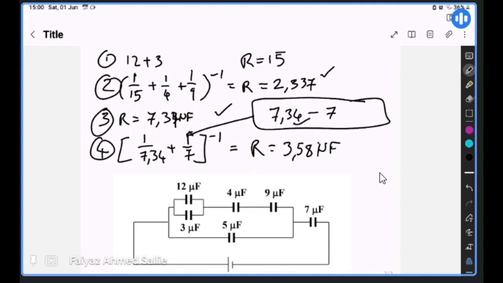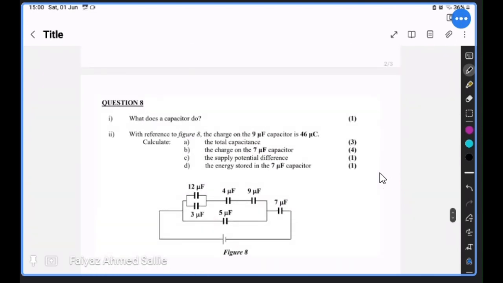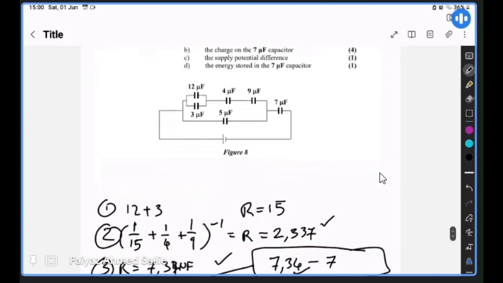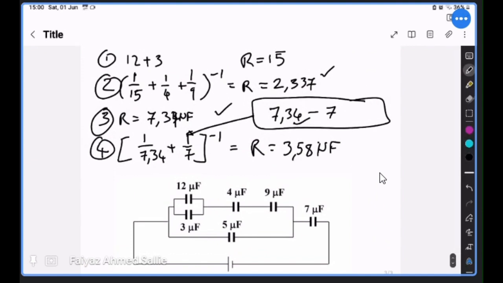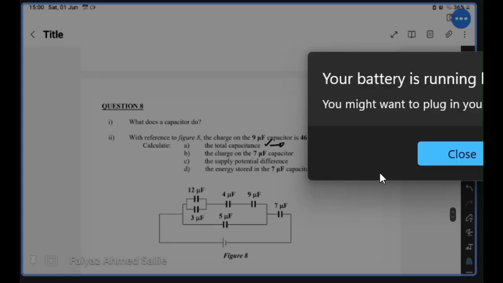Is anyone confused or lost or need me to repeat myself? No? That's good. Okay. So what does question one say? Question A says total capacitance. So we have found the total capacitor, which is equal to 3.58 microfarads.